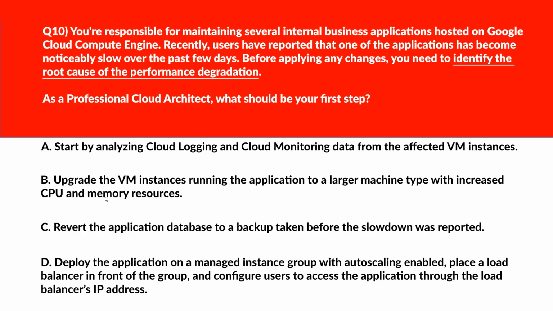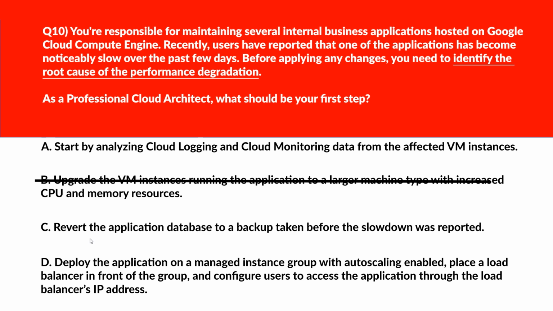Now let's move to B. B says upgrade the virtual machine instances running the application to a larger machine type with increased CPU and memory resources. This option looks like a premature optimization without understanding the actual cause. Let's delete this. I'll move to C.